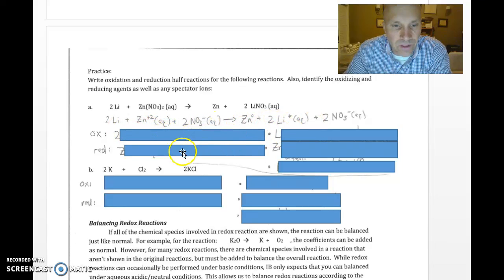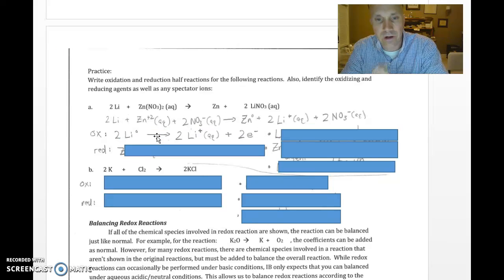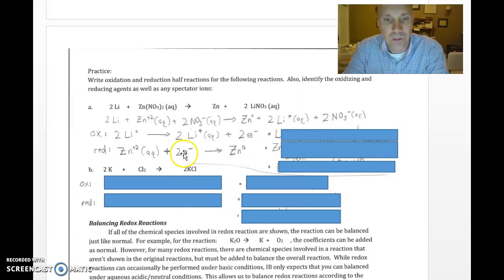We then need to identify our oxidation and reduction. So lithium going to lithium plus, that would be our oxidation. Zinc plus 2 going to zinc metal would be the reduction. And notice that in both cases you have to have electrons to keep the charges balanced. Not only that, if you were to add up these two reactions, you'd notice that the electrons would cancel out.